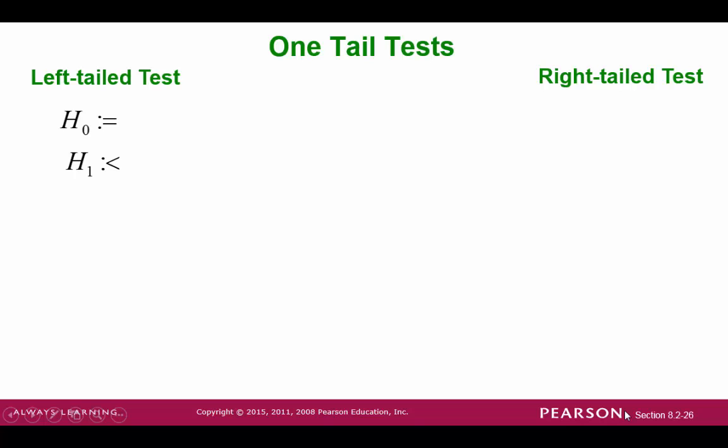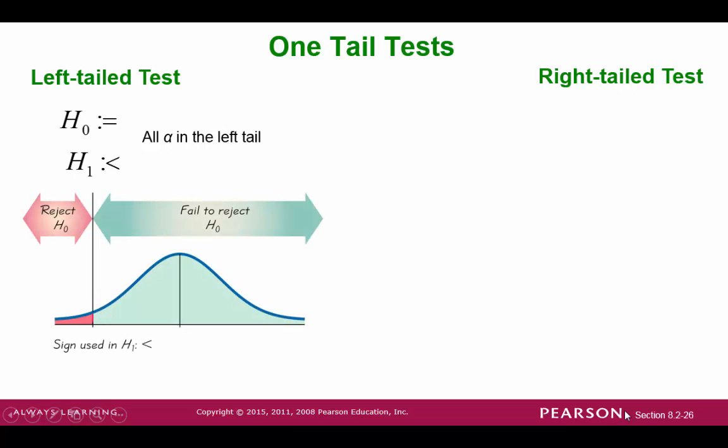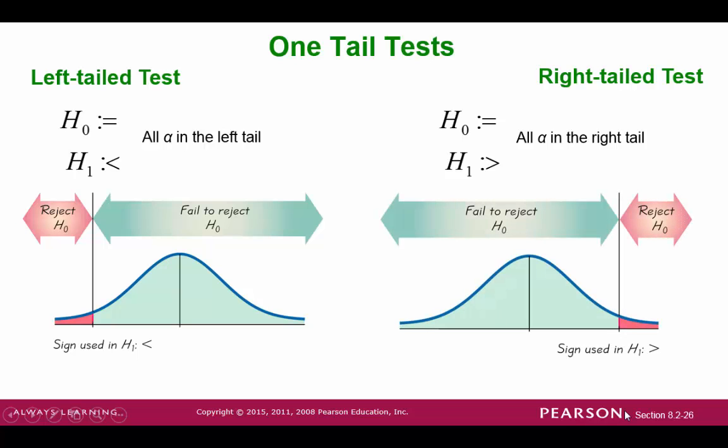1-tail test, either on the left side. If your alternative hypothesis has a less than symbol, then we would be looking at the critical region on the left side. If your alternative hypothesis has a greater than symbol, then we will be looking at a right tail test, and we would reject values on the right side.